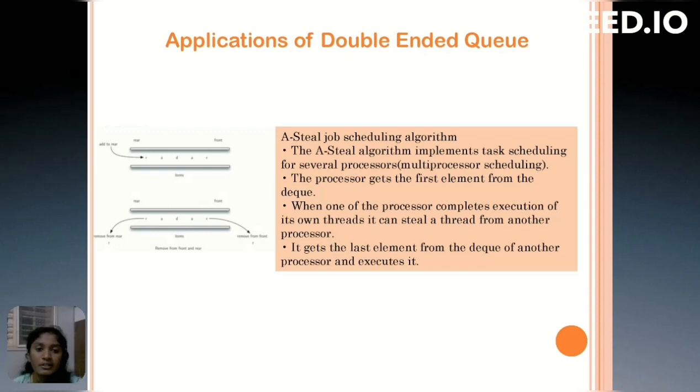Next, applications of double-ended queues. A-steal job scheduling algorithm. The A-steal algorithm implements task scheduling for several processes. The process gets the first element from the DQ. When one of the processes completes execution of its own threads, it can steal a thread from another process. It gets the last element from the DQ of another process and executes it.